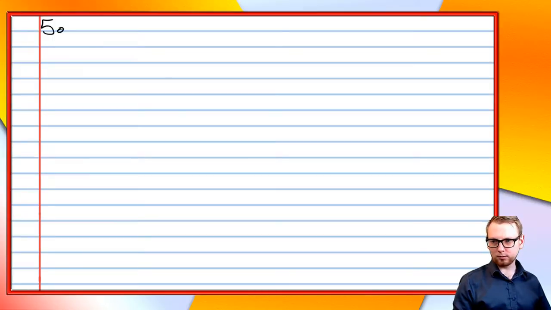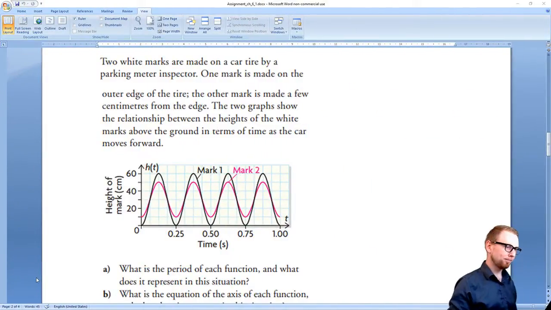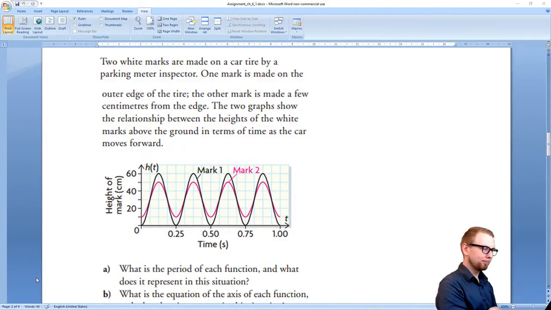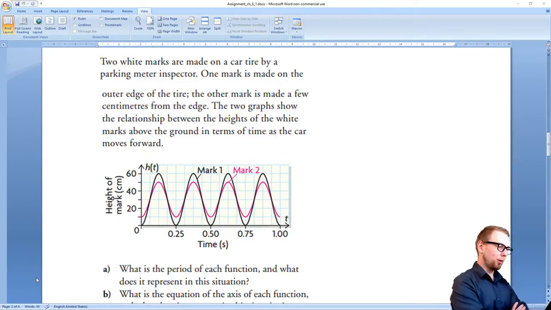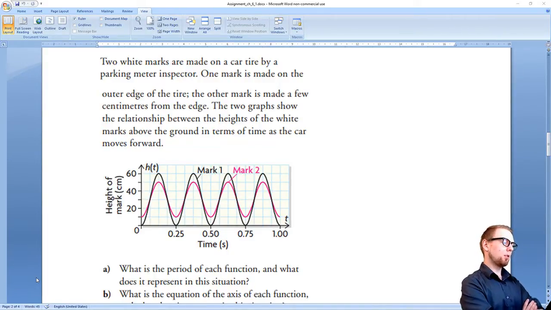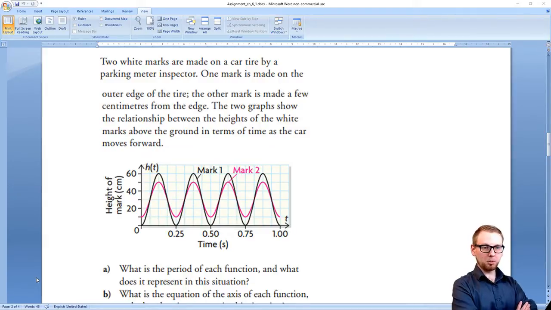So let's take a look. Two white marks are made on a car tire by a parking meter inspector. One mark is made on the outer edge of the tire. The other mark is made a few centimeters from the edge. Two graphs show the relationship between the heights of the white marks above the ground in terms of the time as the car moves forward. Okay. What is the period of each function, and what does it represent in this situation?